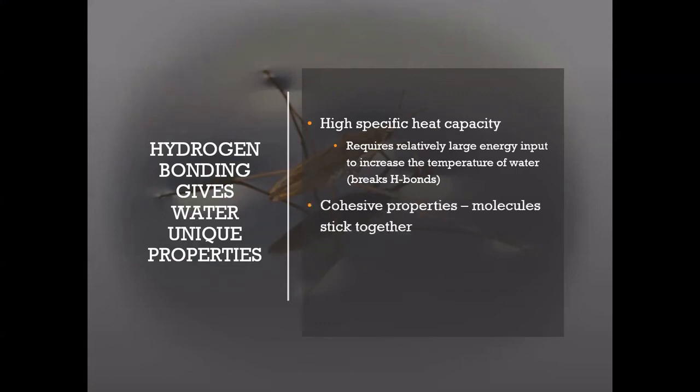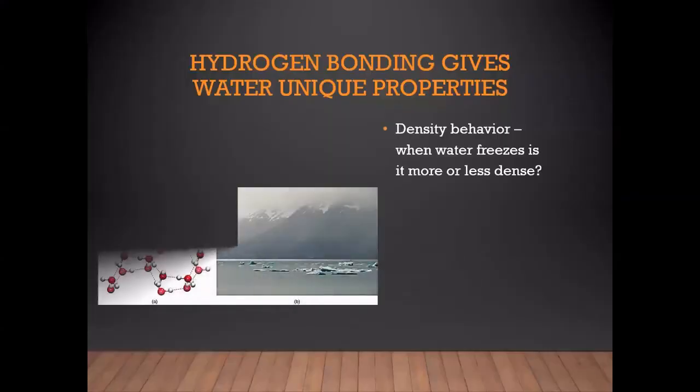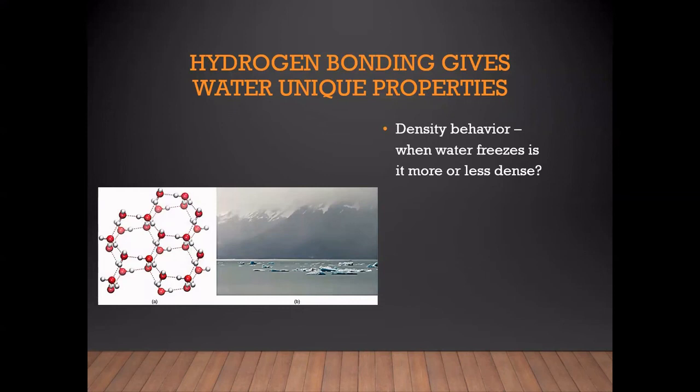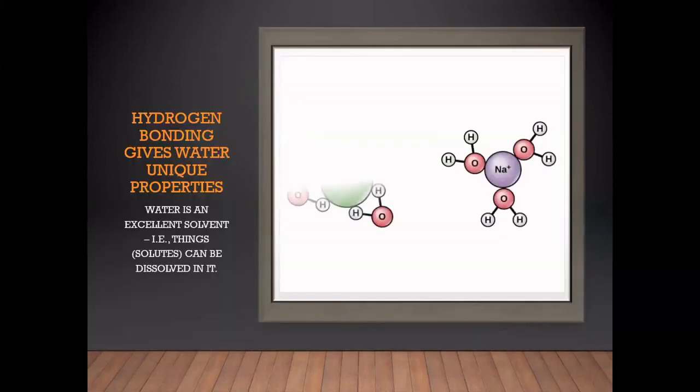It has cohesive properties. The molecules stick together. It is also adhesive. It sticks to other surfaces. It has a high surface tension that is relatively hard to break. Hydrogen bonds also give water a unique density behavior. When it freezes, is it more or less dense? If you answered less dense, you are correct. Ice floats because the hydrogen bonds firm up, spacing the atoms out further, and making the frozen water less dense than the liquid water. Water is also an excellent solvent, i.e. things or solutes can be dissolved in it.